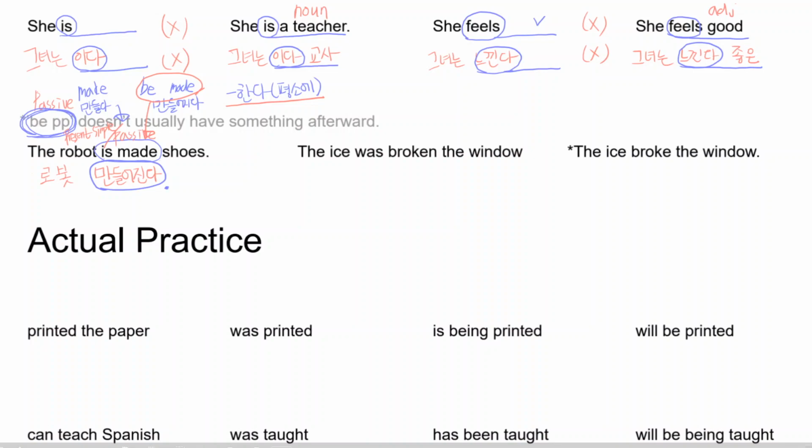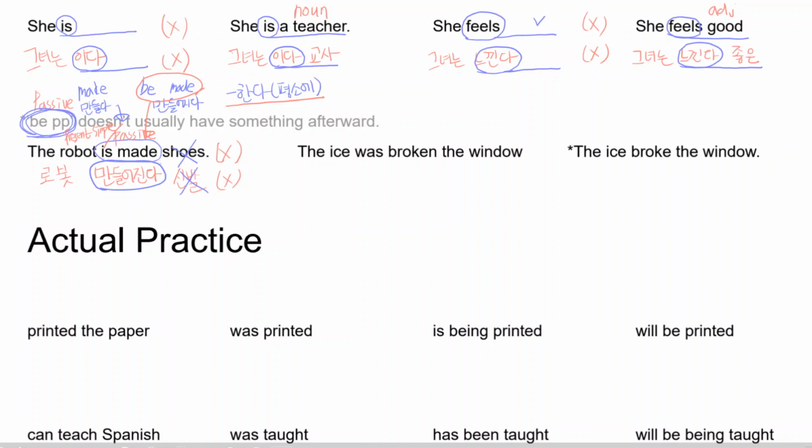It's finished. So why do we have shoes here? It doesn't connect to anything in the sentence, right? So we cannot draw a little line here. It doesn't fit. So shoes shouldn't be here. It must be omitted. So it was a wrong sentence, right? 로봇 만들어진다, 신발. It doesn't make sense. It's a wrong sentence. 신발 should be gone. Okay, let's move on to the next sentence.